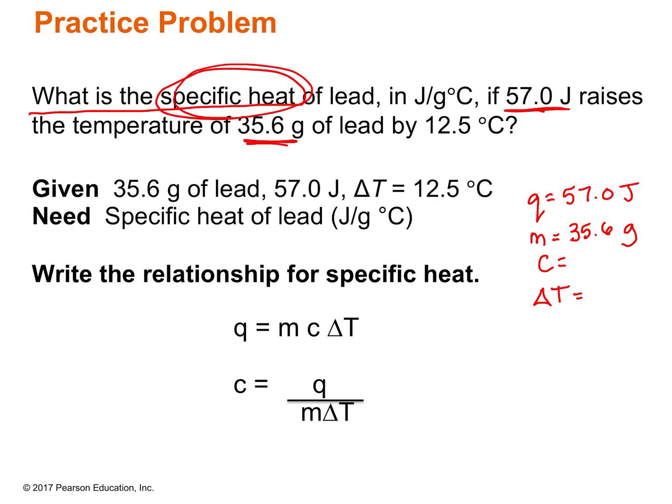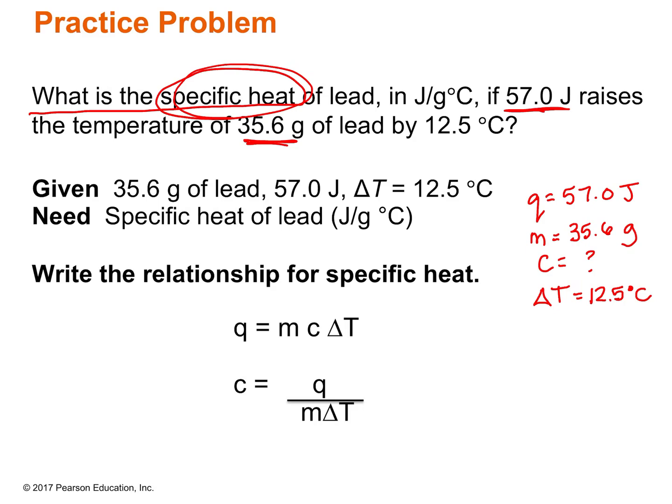Our C value is what we're trying to find, where it says what is the specific heat, so we're trying to find specific heat. And then our delta T value, it says it raises the temperature by 12.5 degrees Celsius. So that is already telling us our change in temperature. It's saying it's changed by 12.5. So we don't need to do any subtraction here because it's not telling us our initial and final temperatures. It's already telling us how much it's changed by.